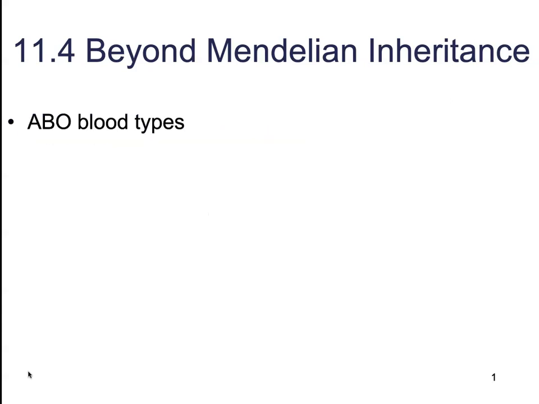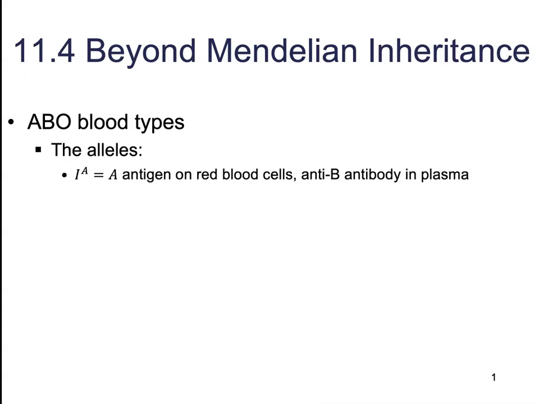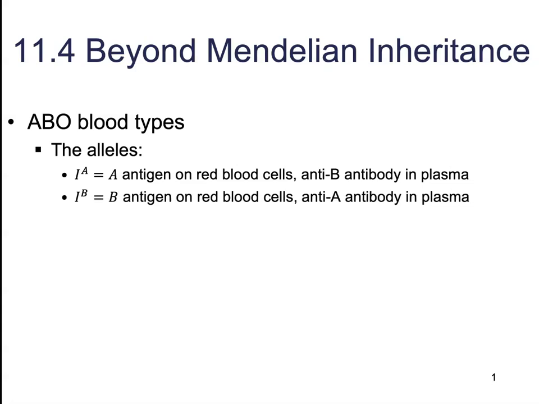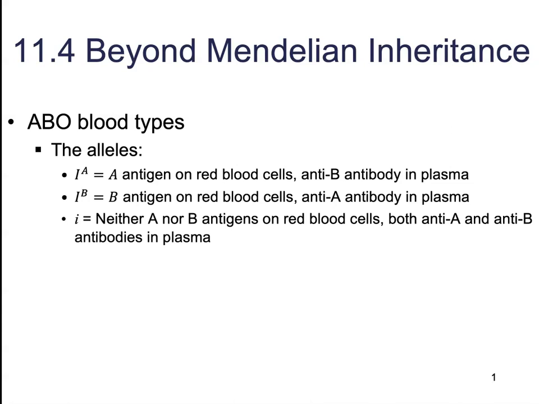So we're going to take just a quick look at our ABO blood types. The alleles that are possible for a blood type are IA, which means the A antigen is present on the red blood cells, and anti-B antibody in the plasma; IB, which would have the B antigen on the red blood cells and anti-A antibody in the plasma; or a lowercase i allele, which means that there are no antigens on the red blood cells and both anti-A and anti-B antibodies in the plasma.